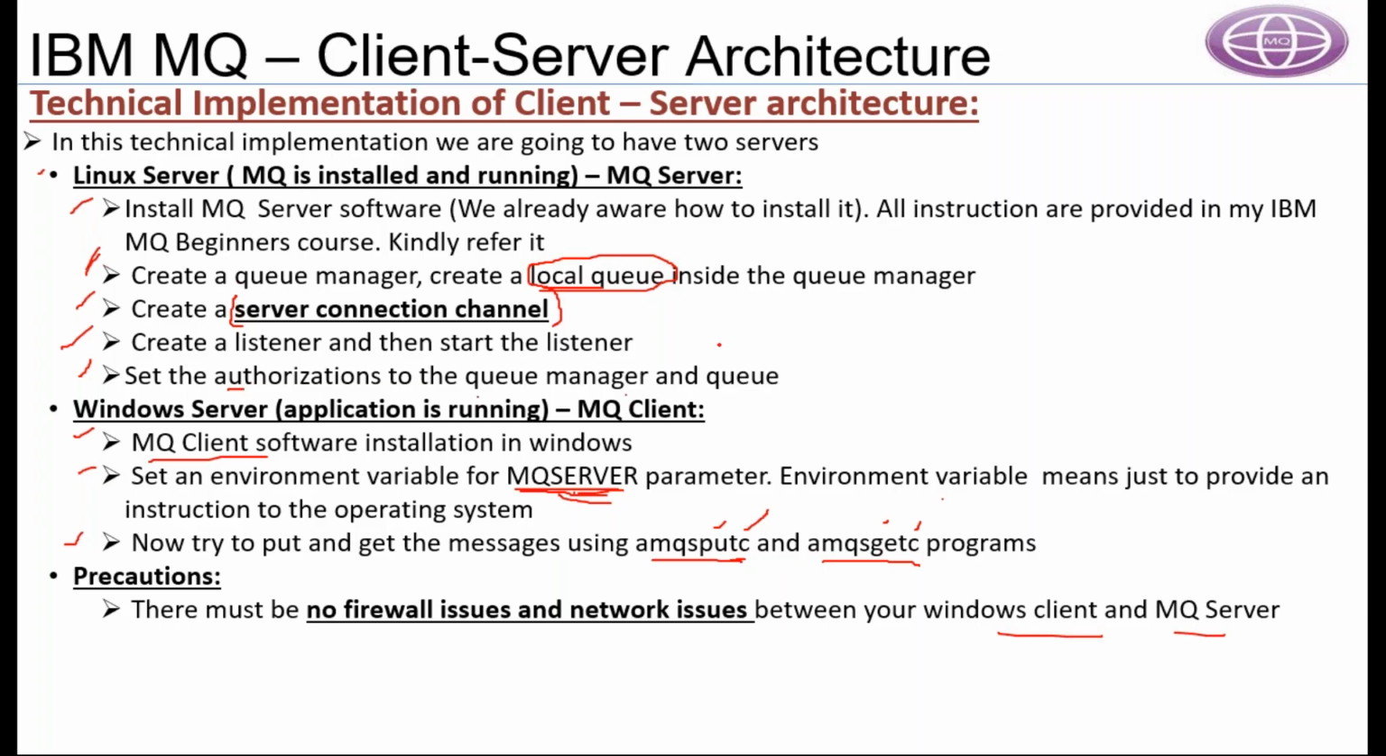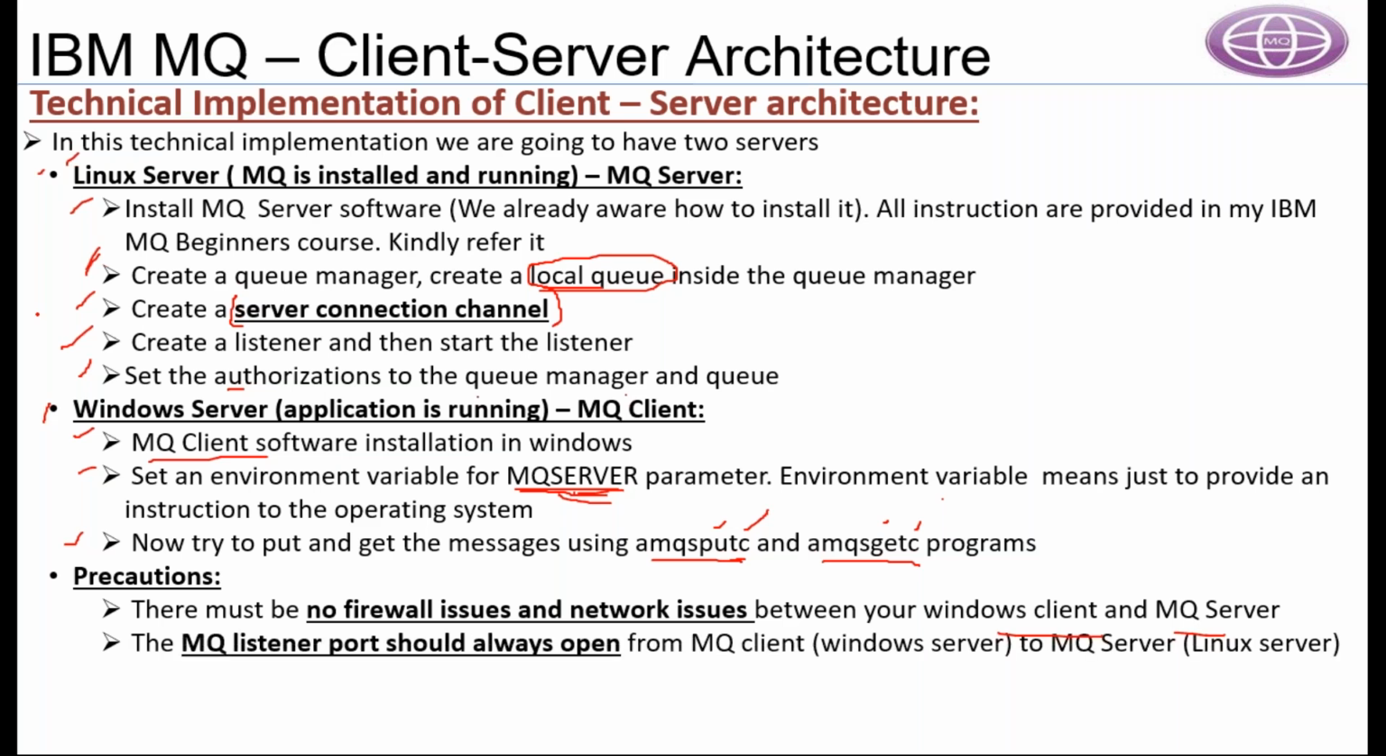So whenever there is a firewall issue, this Windows client definitely cannot establish communication with this Linux server. It is not going to establish. So we have to take care that there should be no firewall issues. Now, the MQ listener port should always be open.